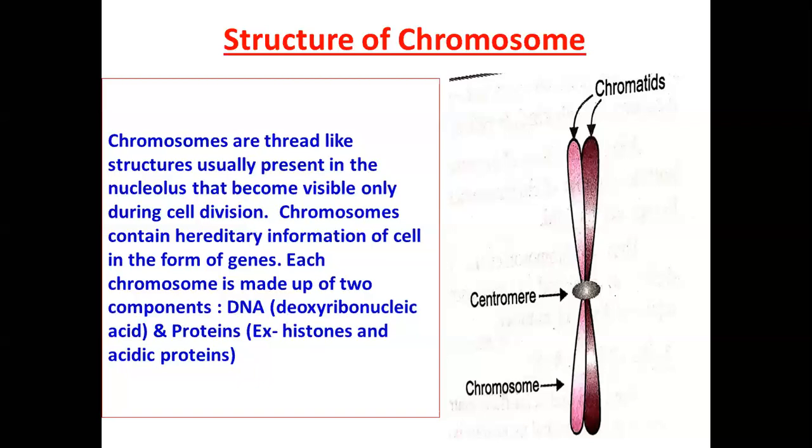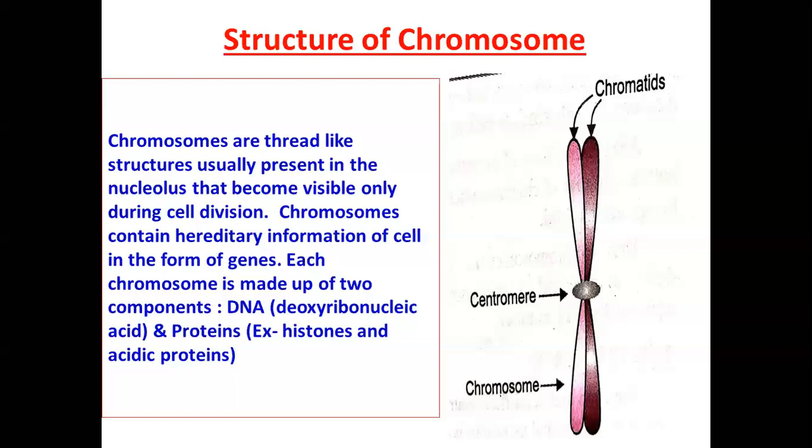Each chromosome is made up of two components. Basically, this chromosome is situated inside the nucleus as a thread-like structure, and it becomes visible when it undergoes cell division, the structure which is shown. Now, what are the two components which help to make this chromosome? That is DNA, full form deoxyribonucleic acid, and proteins, or simply we can say histones and acidic protein.